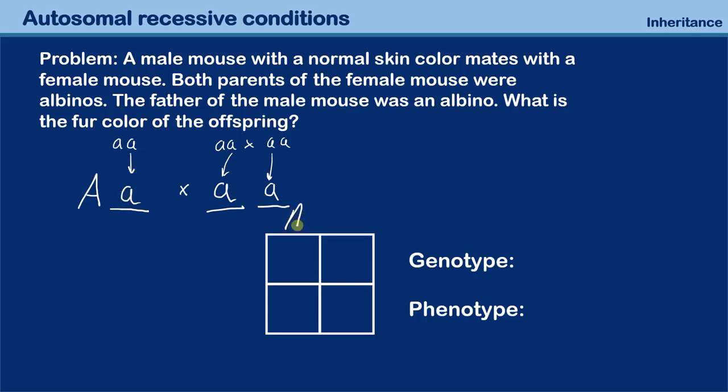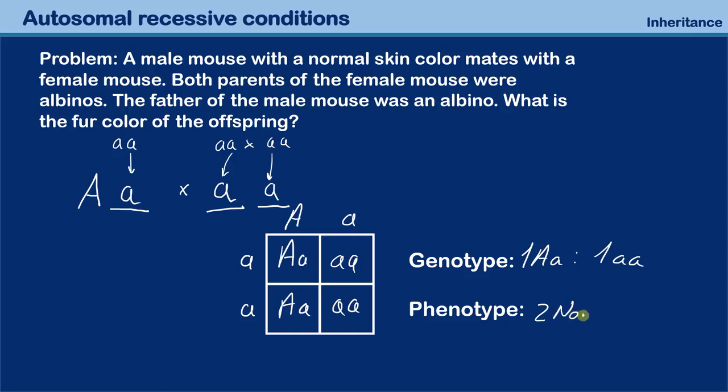What is the fur color of the offspring of these over here? Okay, I'm going to write this over here. Capital A, lowercase a from this mouse over here, crossed with lowercase a from over here. And what do we have over here? We have the genotype. It is 1 capital A lowercase a to 1 lowercase a homozygous recessive. Phenotype 2 normal to 2 albinos. We simplify this, of course. I have done this already before here, so it's 1 normal to 1 albino.